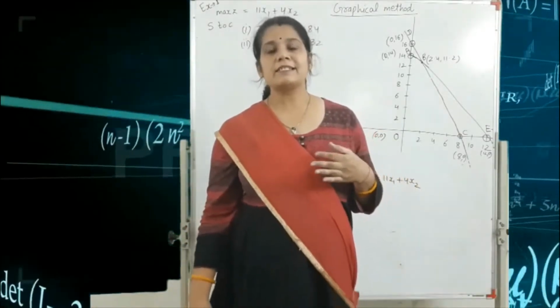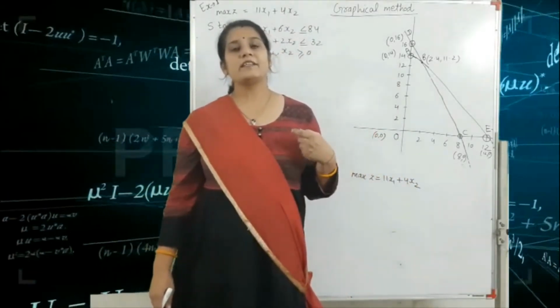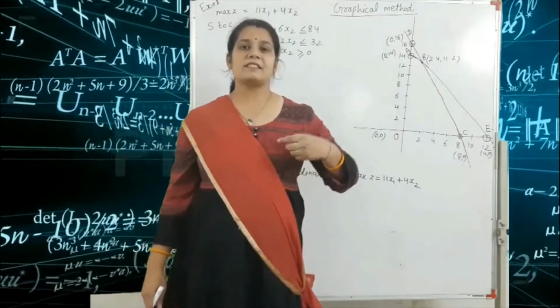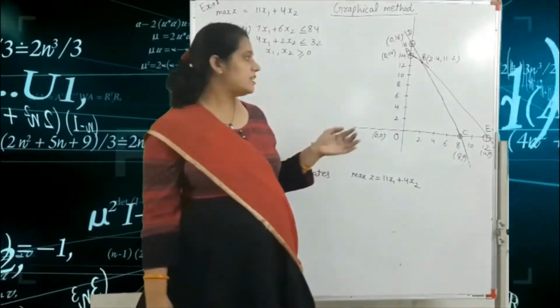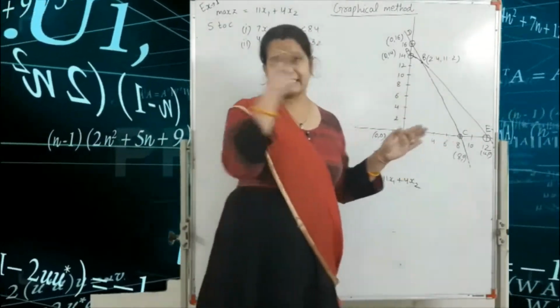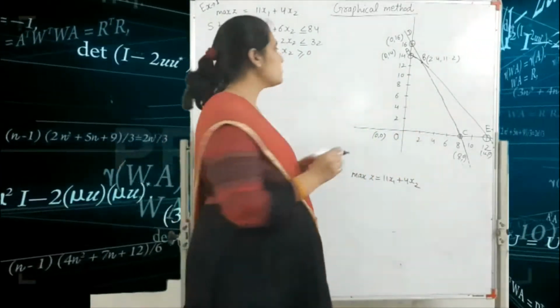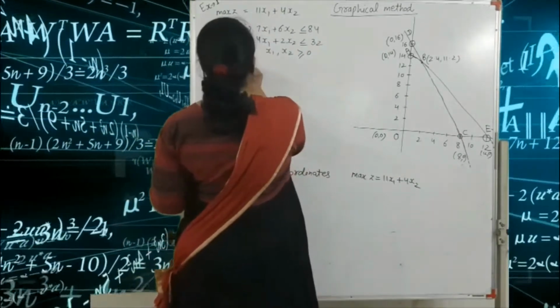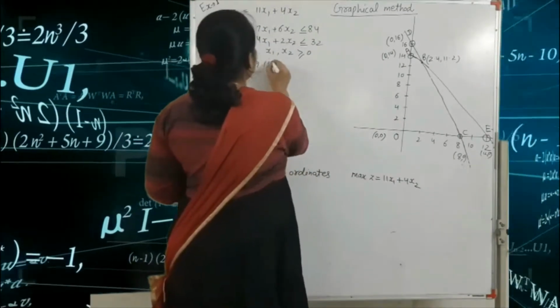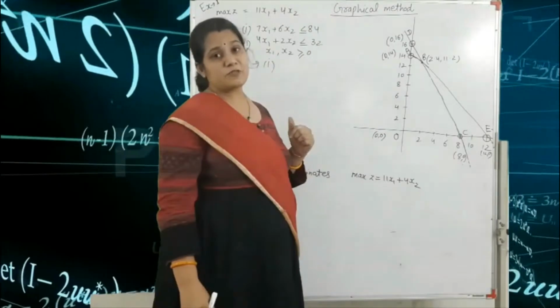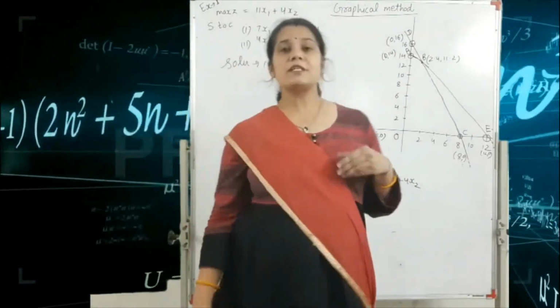So the graphical method is very easy. You have already seen it in middle class, 6th to 7th standard. So we draw the graph, x-axis and y-axis. So let's start the graphical method. So first, in the solution, we find the value of x1 and x2. So we use the graphical method.